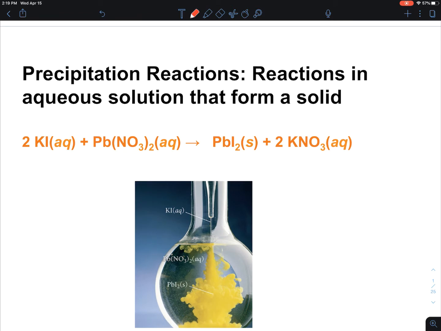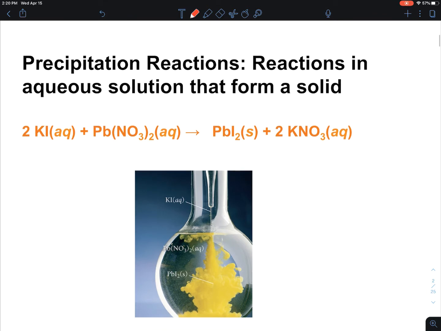All right. So precipitation reactions are reactions that occur when you mix 2 aqueous solutions and you make a solid. And they might look something kind of like what's going on here. You combine potassium iodide and lead nitrate, and then you make some kind of solid. In this case, what the example is showing you is you make lead iodide as a yellow solid. It's a nice cloudy solid, kind of like the solid you formed when you made silver chloride in experiment 6.